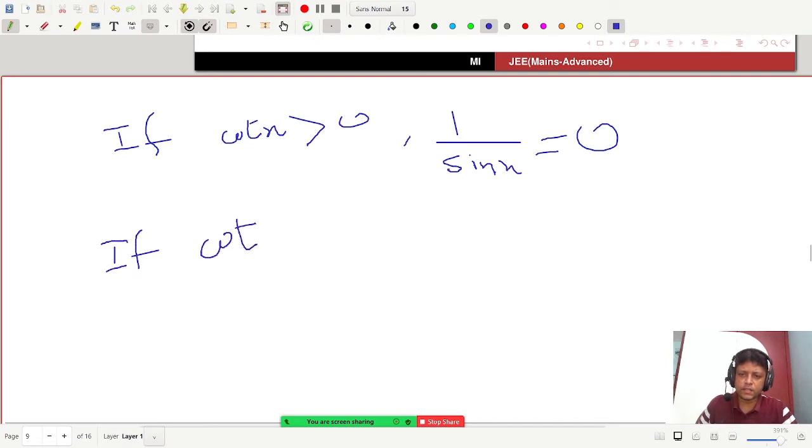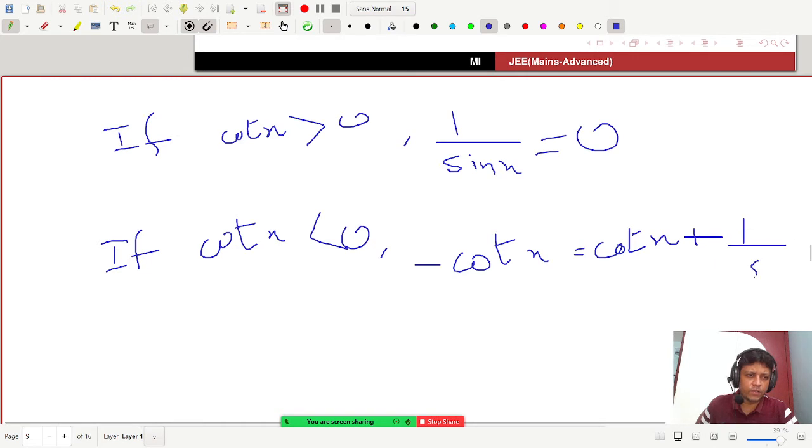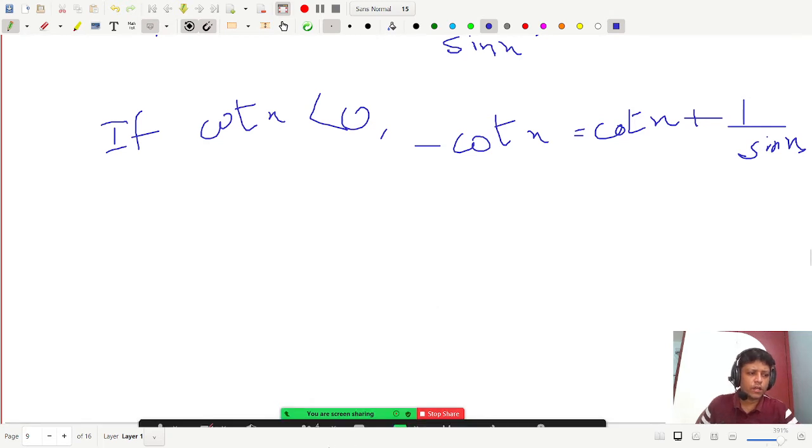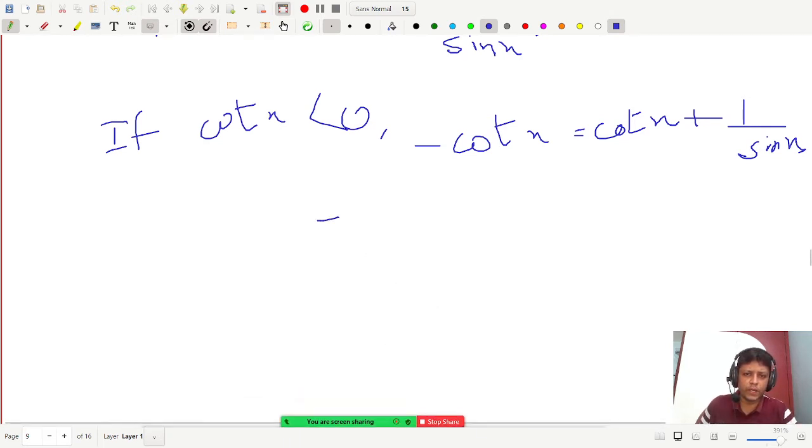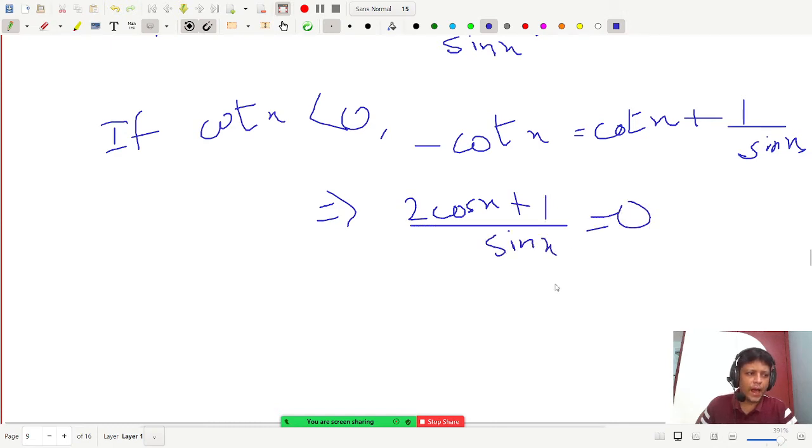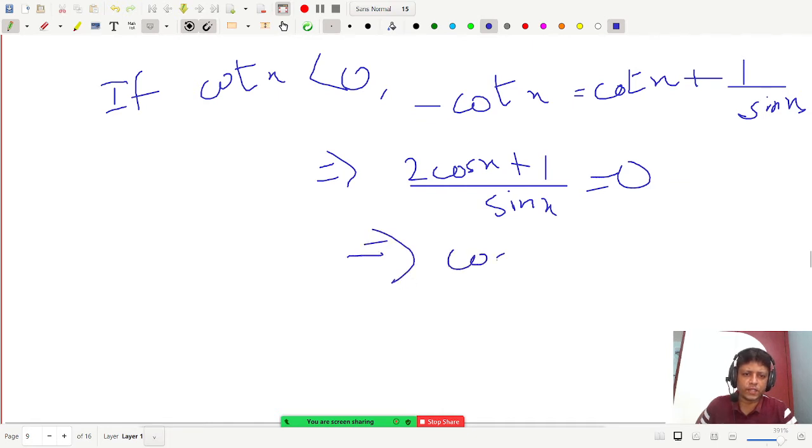If cot x is less than 0, on the left you have mod cot x, which will be minus cot x, and this is equal to cot x plus 1 by sin x. So just replace in terms of sin and cos, it will be 2 cos x plus 1 by sin x equal to 0. And simply you have cos x is equal to minus half.